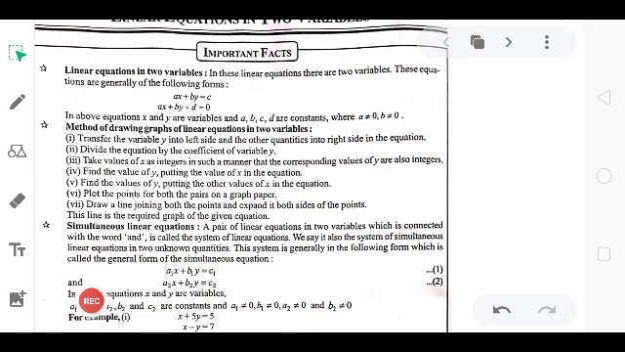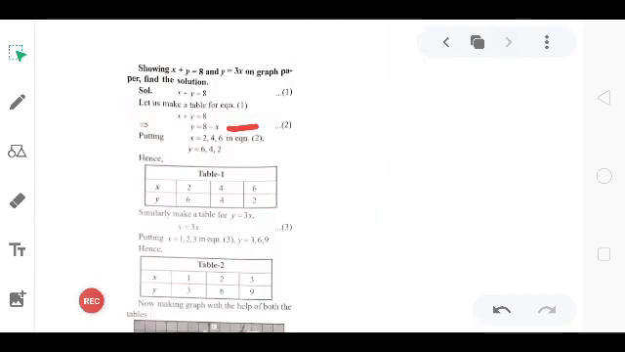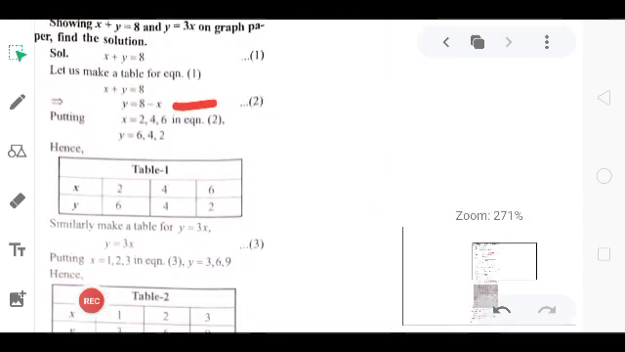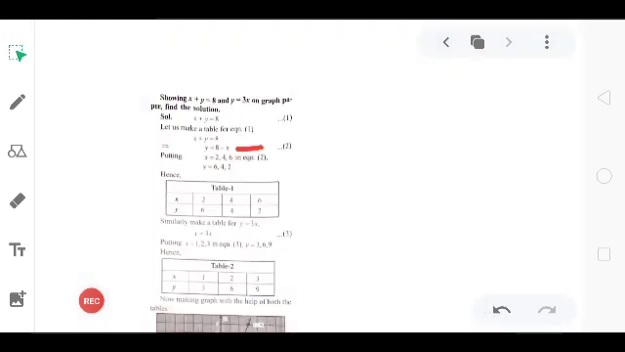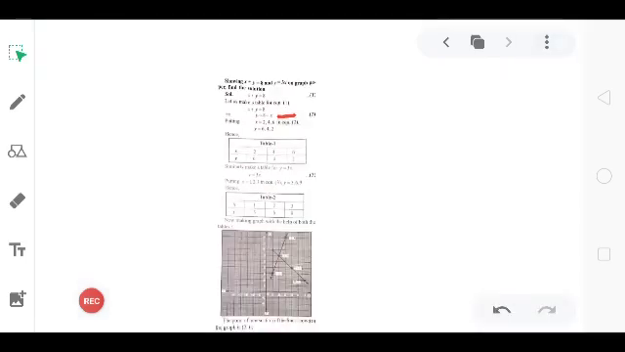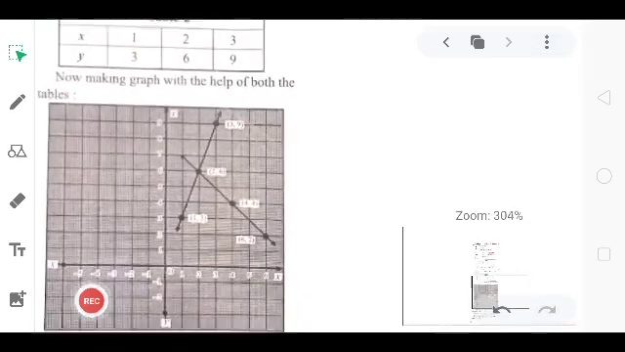Now plot the points for both the pairs on the graph paper. After finding the value of y, from the table plot the points for both the pairs on the graph paper. You will take the graph paper, okay, and draw the vertical and horizontal lines and represent the numbers like this, as given here.